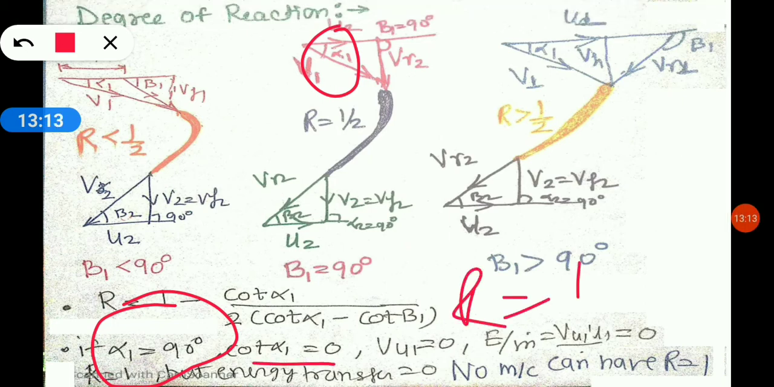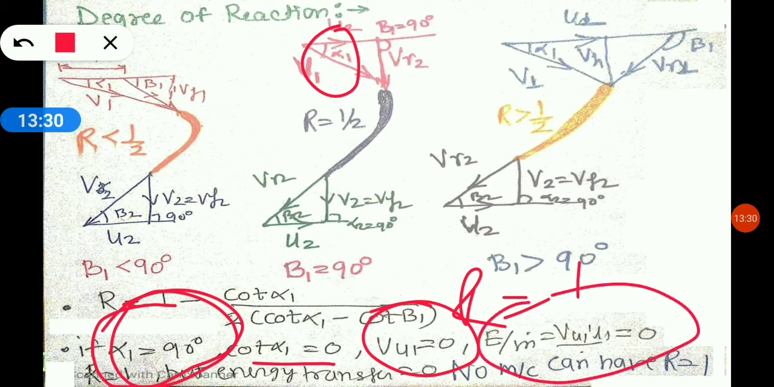R equal to 1. But then that would not create any kind of action, because if alpha 1 is 90 degree, Vu1 will be 0, and if Vu1 is 0, the action will not be there, because E by m is Vu2 U2 minus Vu1 U1. So that would be 0, so no result, no energy conversion you will be getting. So degree of reaction cannot be equal to 1, it is always less than 1. So always some impulsive action is present in every turbomachine. You cannot have a pure reaction turbine.